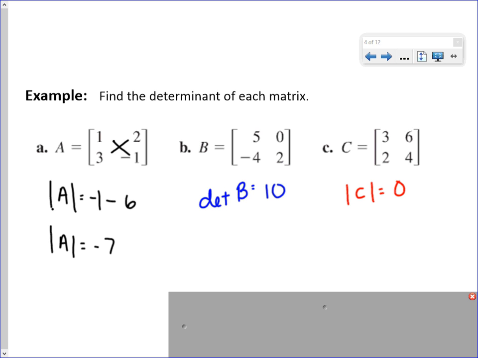By calculating those two determinants, we would know that this matrix here in C does not have an inverse, right? Because then it would be 1 over 0, which is undefined. So we can say immediately that it doesn't have an inverse.